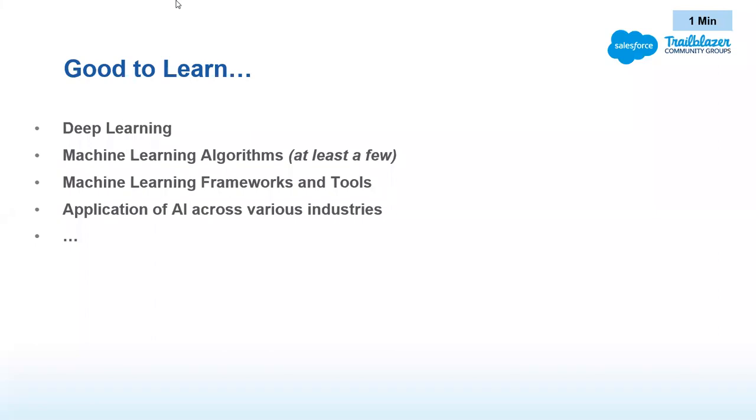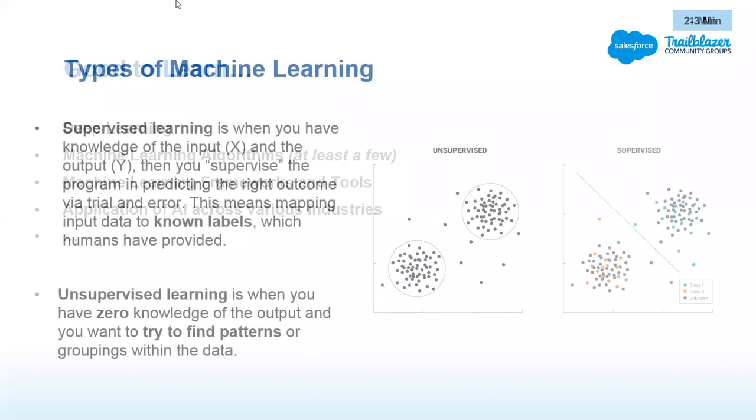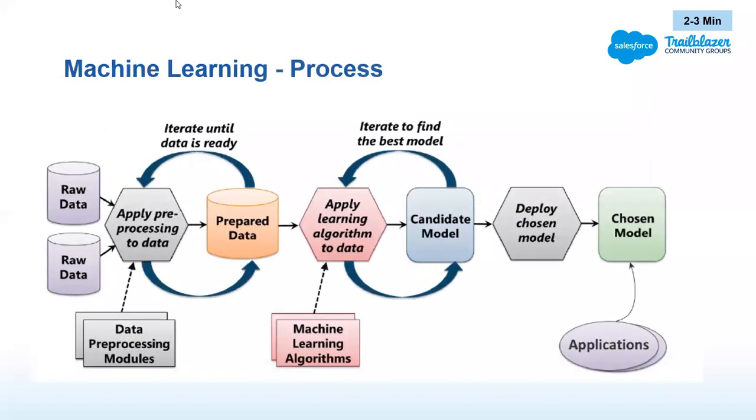And you should also understand what are the AI related use cases in different industries, the way I told you, right? Finance industry, healthcare, or transportation, or government services. But that gives you a base around machine learning. Okay, now coming to our main topic, which is Salesforce Einstein, right? So Einstein products are based on machine learning models. As I said, we have a lot of machine learning algorithms, and we need to apply the machine learning algorithms to the data, and then we create the model, and those models are used for predictions.